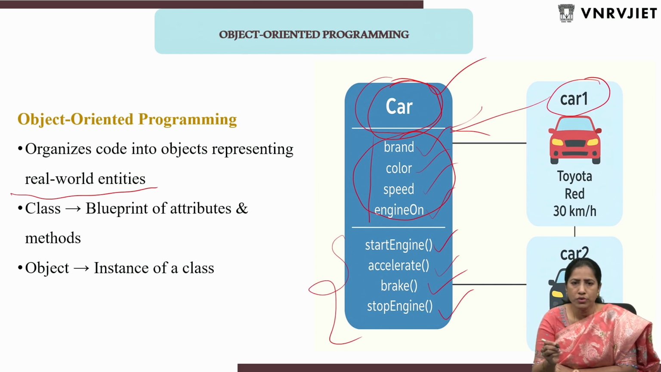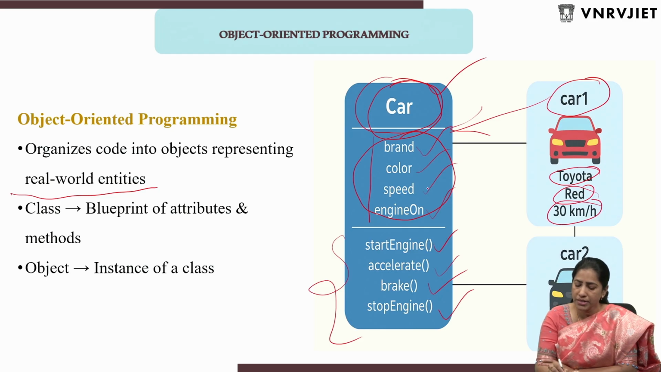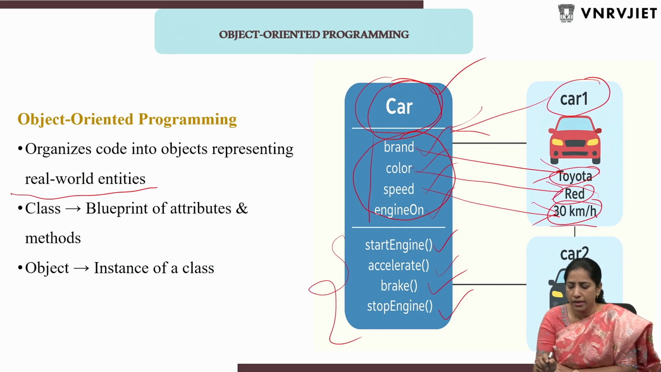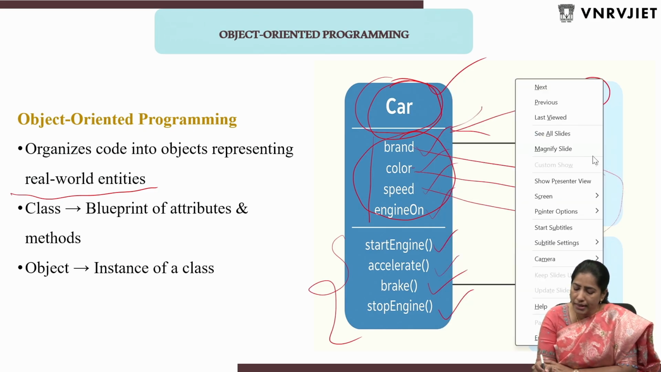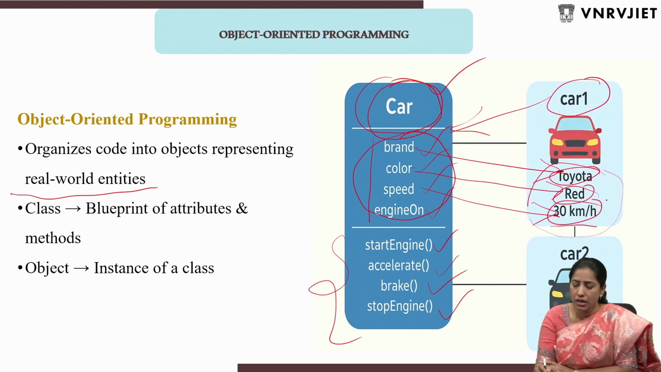So here, when I talk about programming in object-oriented, I am talking about creating a class. And Toyota, red, 30 kilometer means the speed of the Toyota brand car, which is of red color, is 30 kilometers per hour. So, okay, these are the properties of a Toyota car.